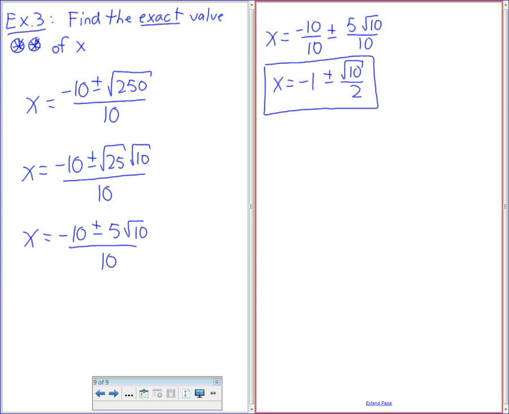Yes. What if we wrote it as negative 2 plus or minus 10, or the square root 10, all over 2? I can live with this. It's not as good, but I can live with that. If you want to do that, I can live with that.